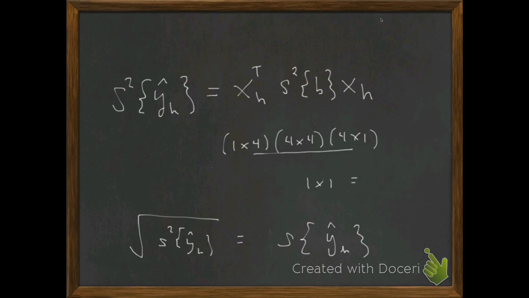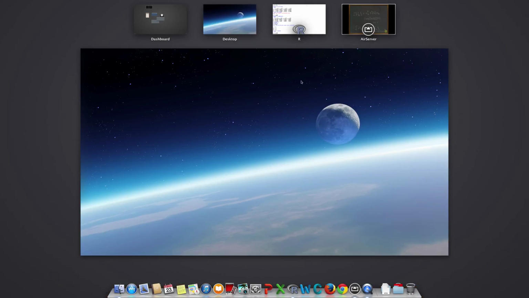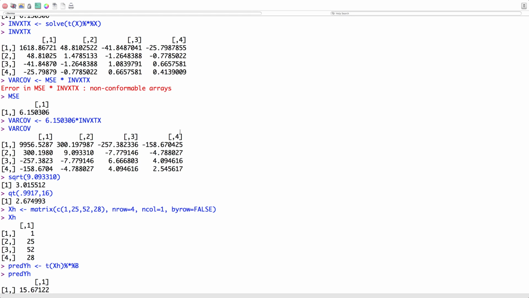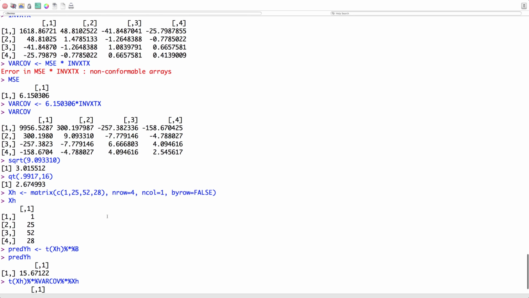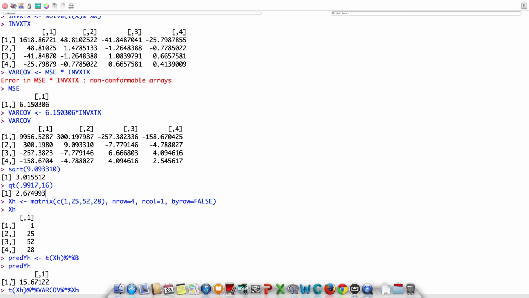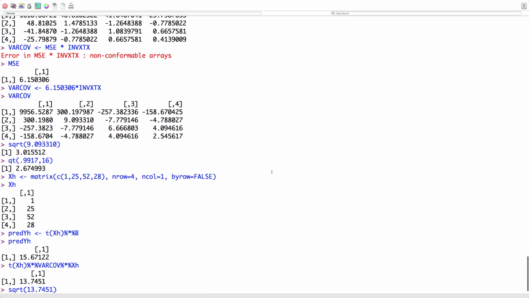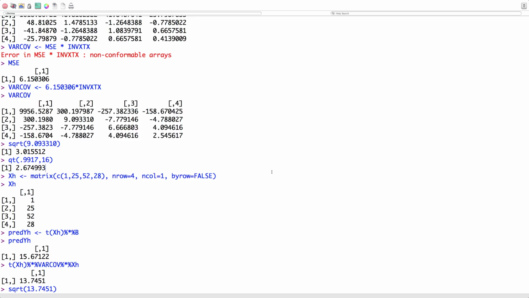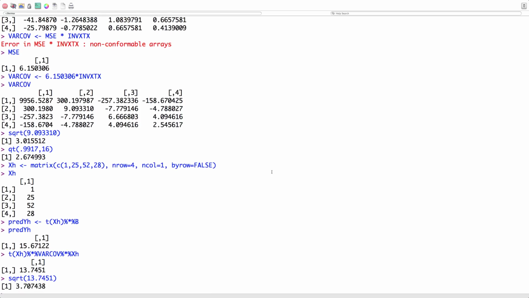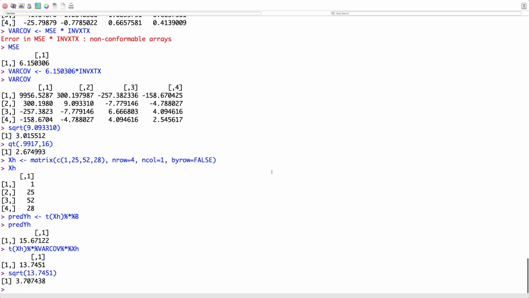If we take the square root of that, we're going to get the standard error for the predicted value for the body fat of this particular profile of woman. So I used R to make those calculations, which I'll show you right now. The first thing I did was take the transpose of XH times the variance covariance. I created the variance covariance matrix way back here. And I get a 1 by 1, which is 13.7451.